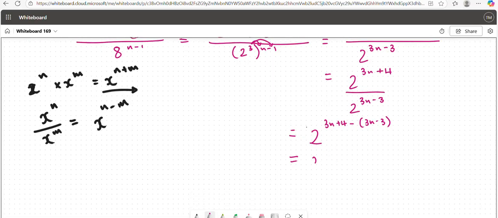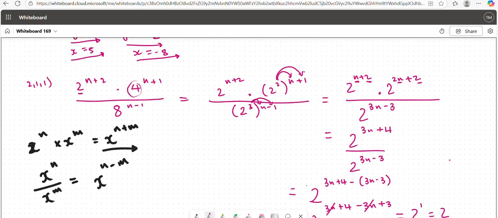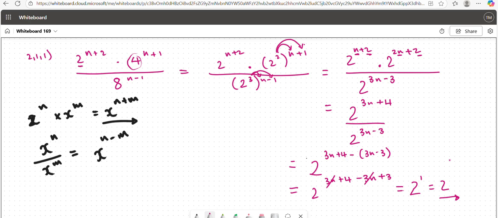And so what I get is a 2 to the power of 3n plus 4 minus 3n plus 3. And so this gives me 2 to the power, the 3n's cancel. And you just have 2 to the power of 1, which is just easily a 2. Alright, I'll just scroll and keep it here on the screen for you guys to write it down if you still need to.